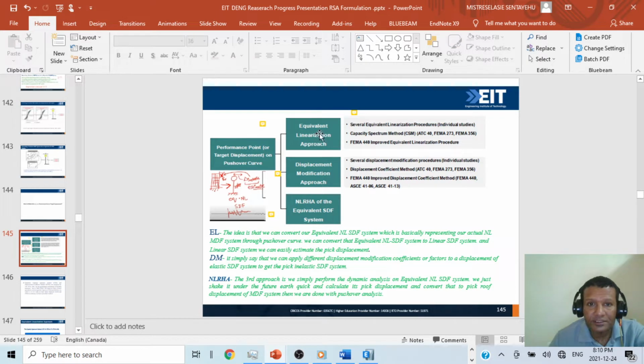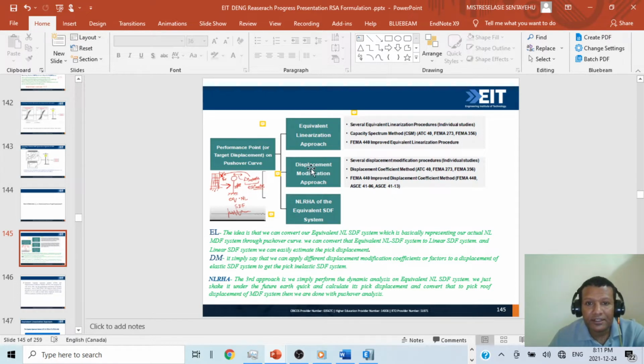There are a lot of methods. The first one is the equivalent linearization approach. We already saw how we change a multiple degree of freedom system into a single degree of freedom system. In this approach, we have several equivalent linearization procedures, individual studies. We have the capacity spectrum method, ATC 40, FEMA 273, and FEMA 356 in 1996. And FEMA 440 is an improved version also, published in 2005.